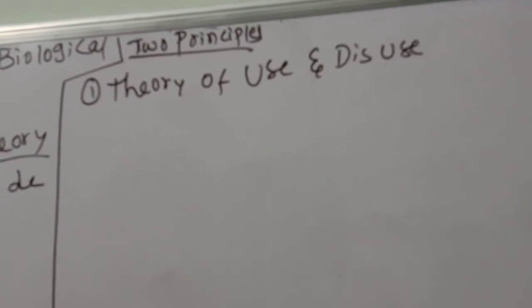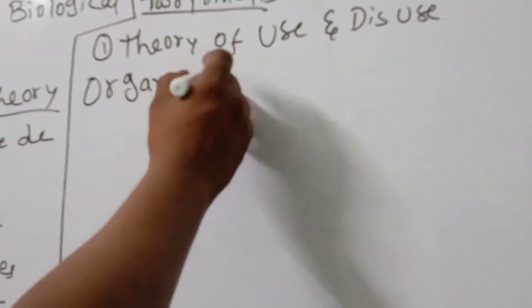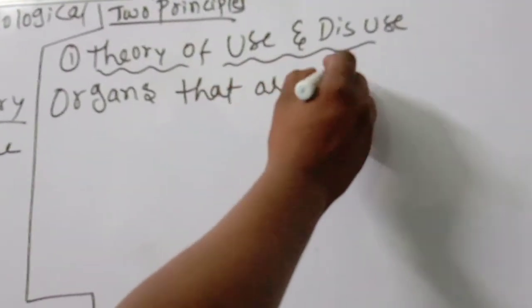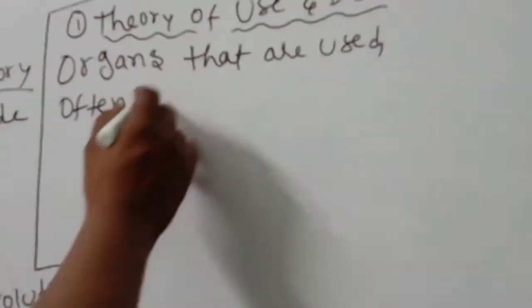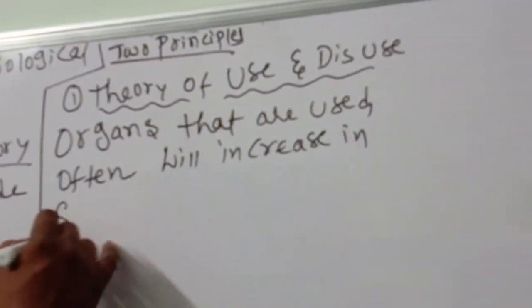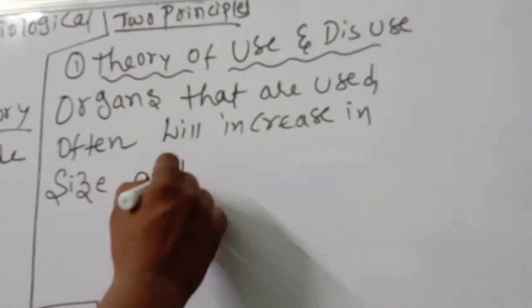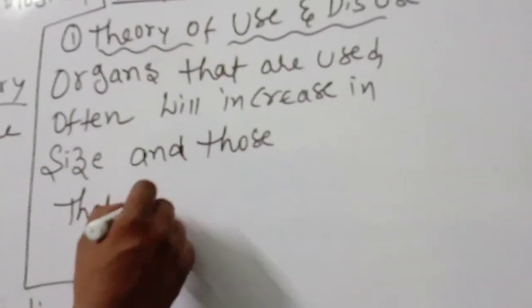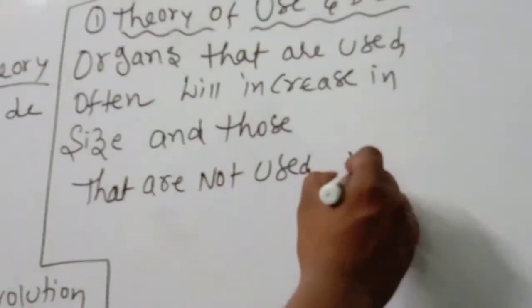Theory of use and disuse. Organs that are used often will increase in size, and those that are not used will degenerate.